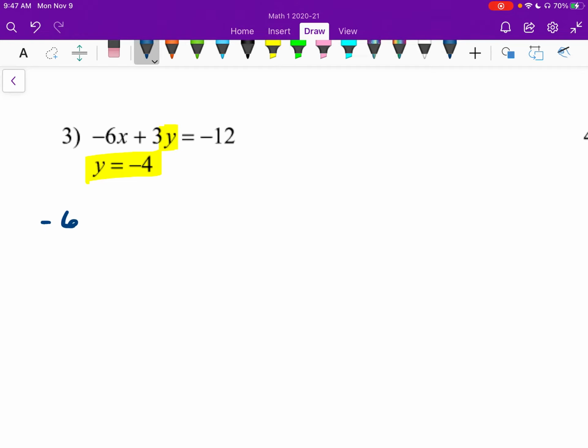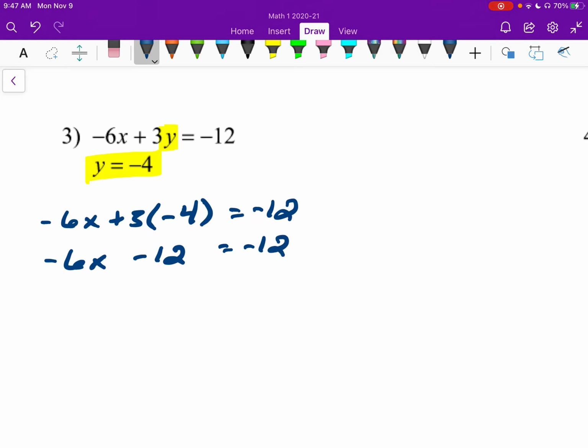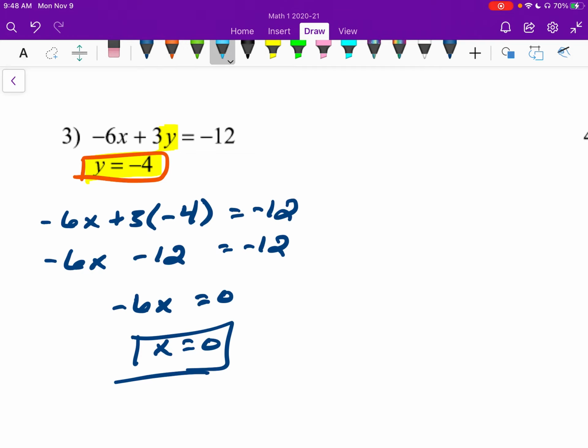So I have negative 6x plus 3 times negative 4 equals negative 12. This is the same thing as negative 6x minus 12 equals negative 12, and negative 6x equals 0, so x equals 0. All right, I promise that not all of these have one of the variables equal to 0. So there's x equals 0, here's y equals negative 4, and I have the point 0, negative 4.